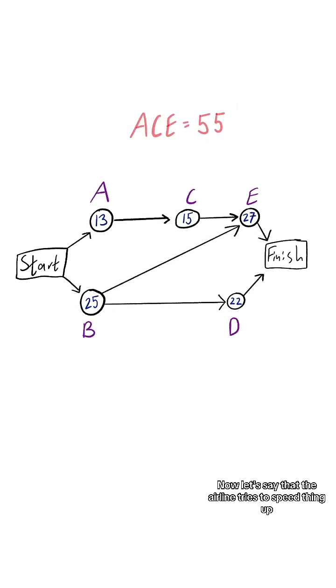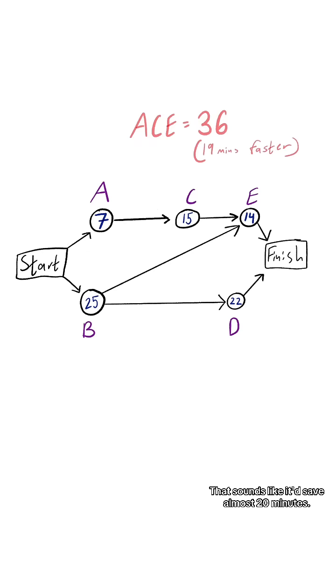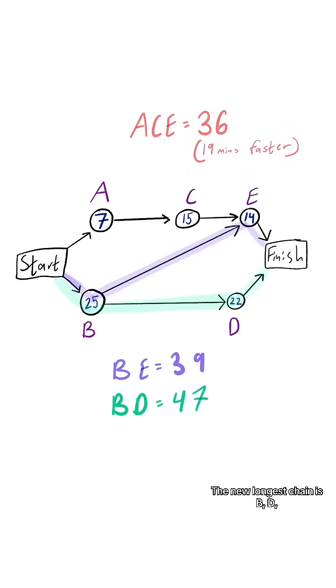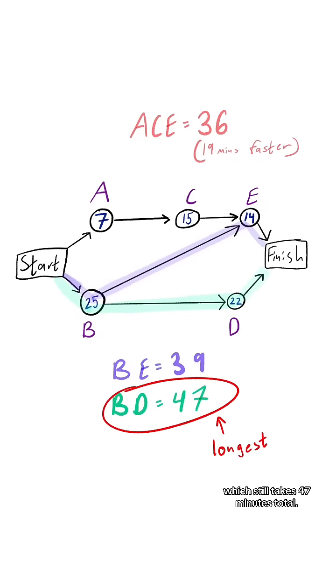Now let's say that the airline tries to speed things up by installing a second jetway, so unloading and boarding passengers happens twice as fast. That sounds like it'd save almost 20 minutes, right? But cutting passenger time in half shifts the critical path. The new longest chain is BD, which still takes 47 minutes total. So even after spending all that money on another jetway, the overall time only drops by 8 minutes, not exactly the massive improvement they hoped for, unless they also find a way to speed up the luggage handling.